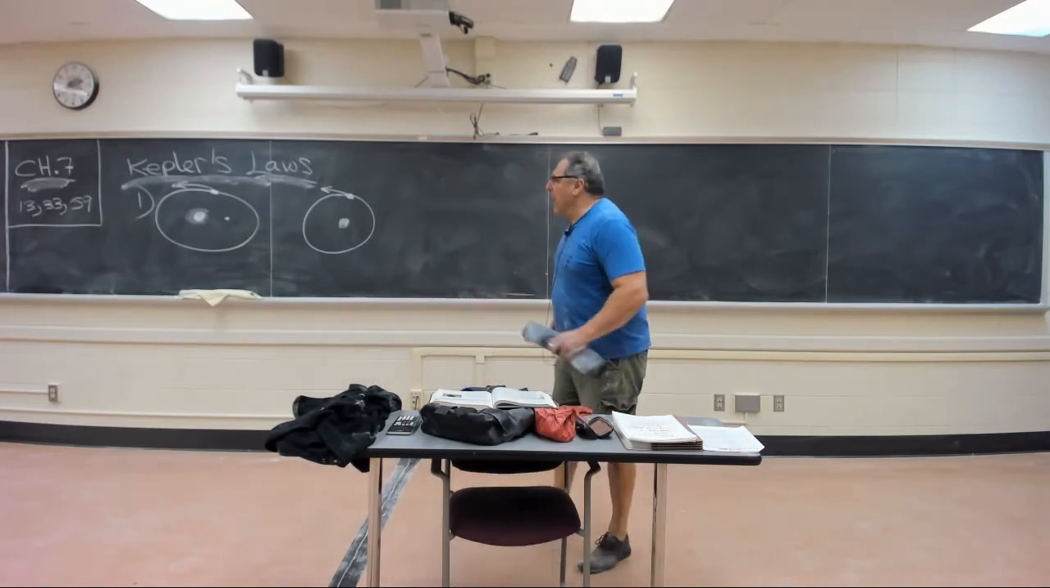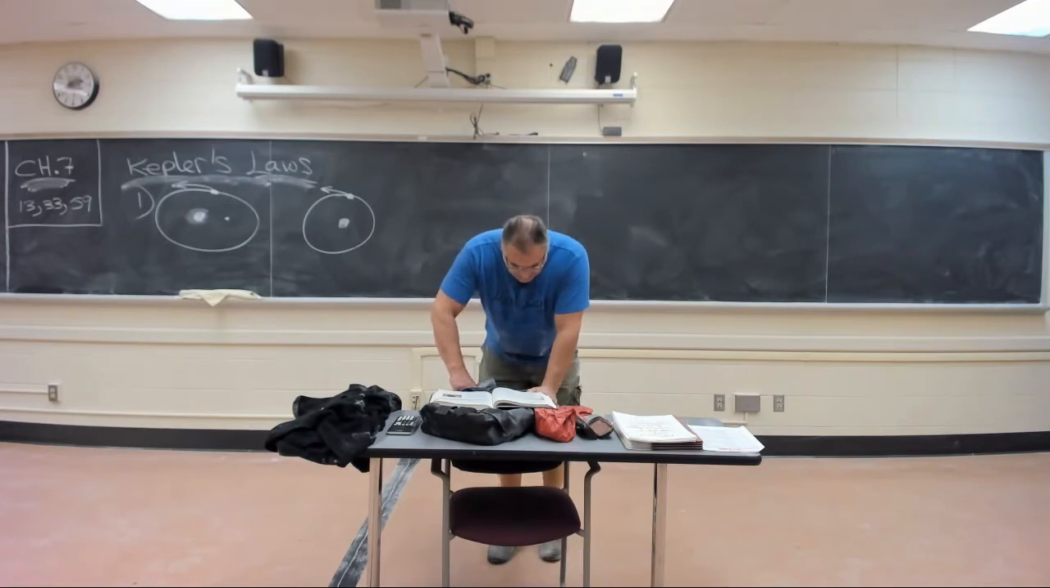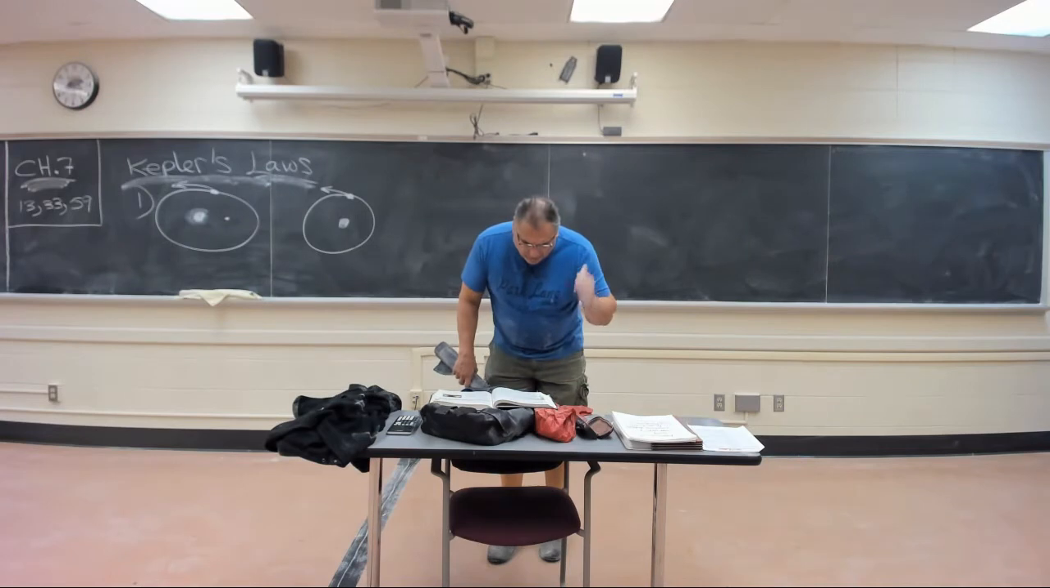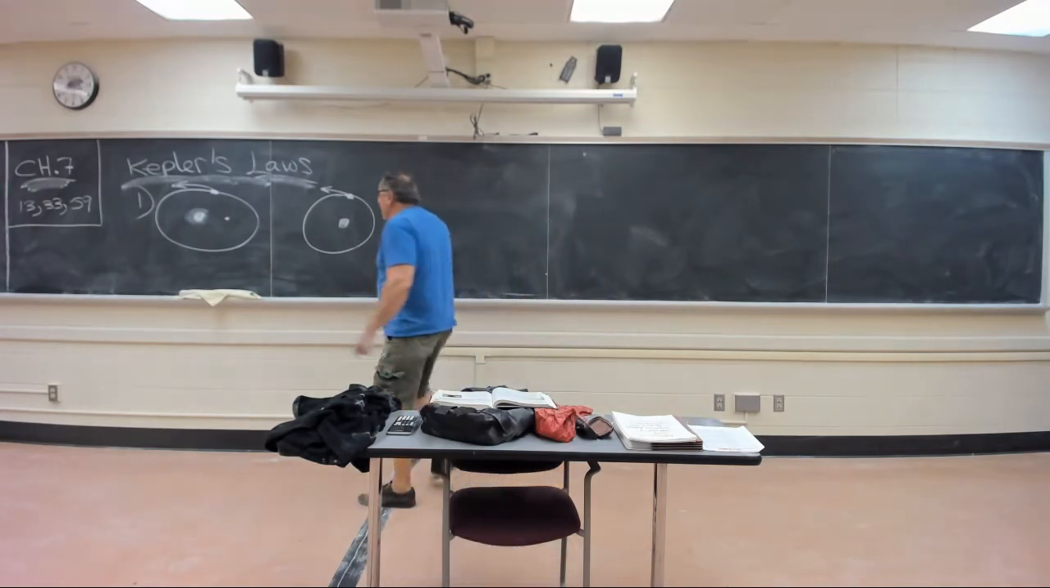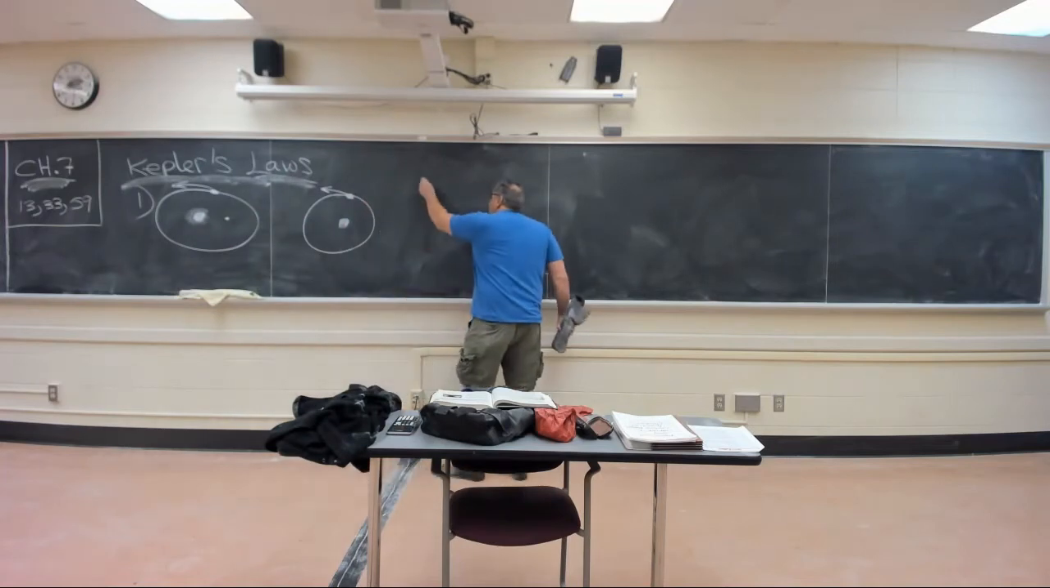Okay. So for Kepler's first law, the orbits are going to be elliptical orbits. Planetary orbits are ellipses, and the sun is at one of the foci. Number 2.